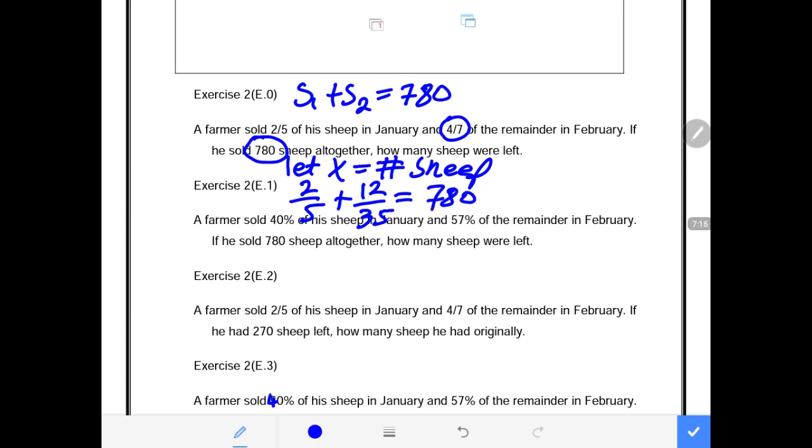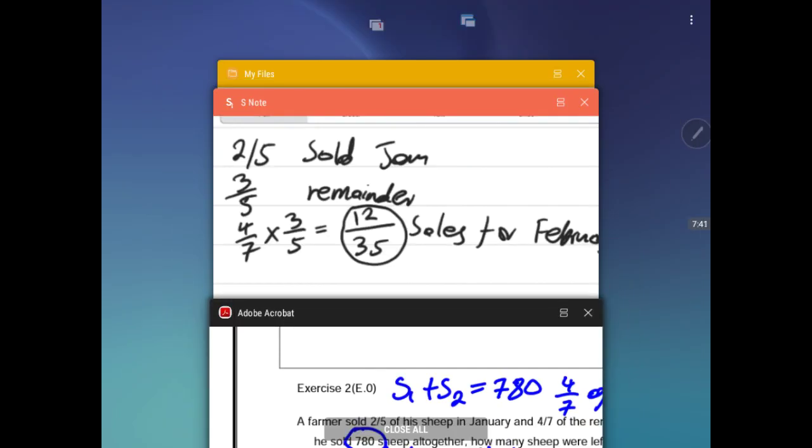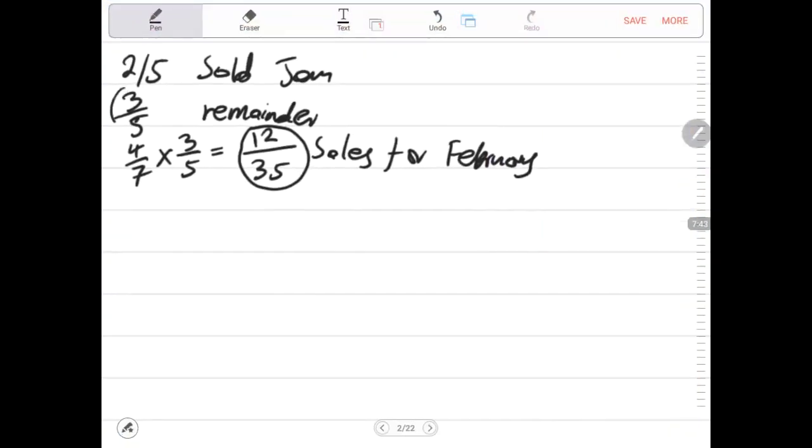And I want to stress this, although I will explain it under the percentages again. Now when it says he sold 4 over 7 of the remainder, take note it says 4 over 7 of the remainder. I want to just highlight this. This is equal to 780. What is the remainder? Let's look at the remainder. Remember, the remainder is 3 over 5.